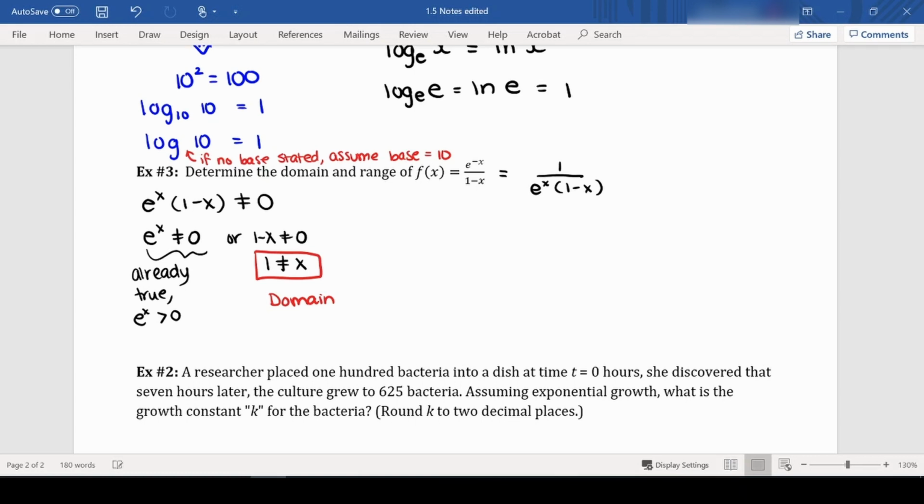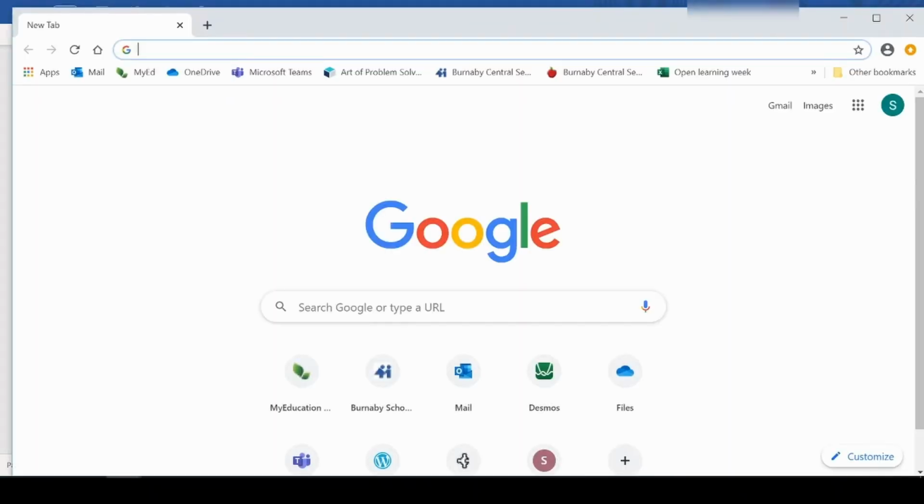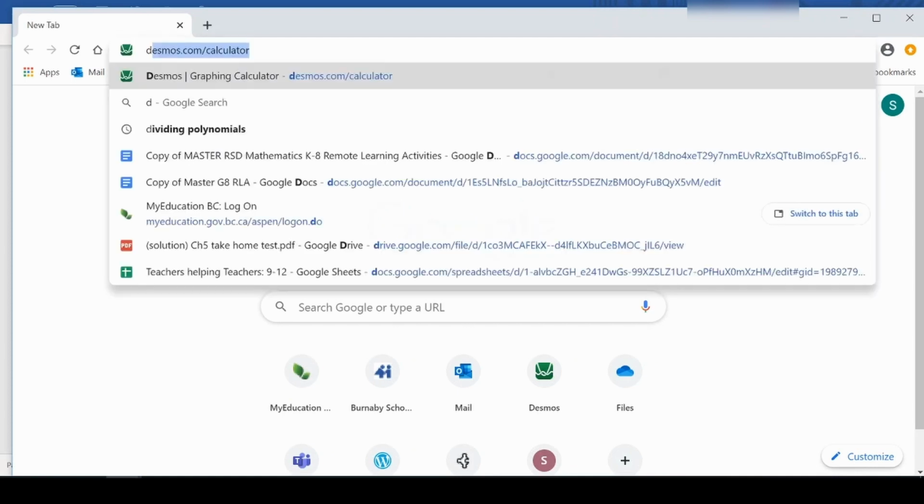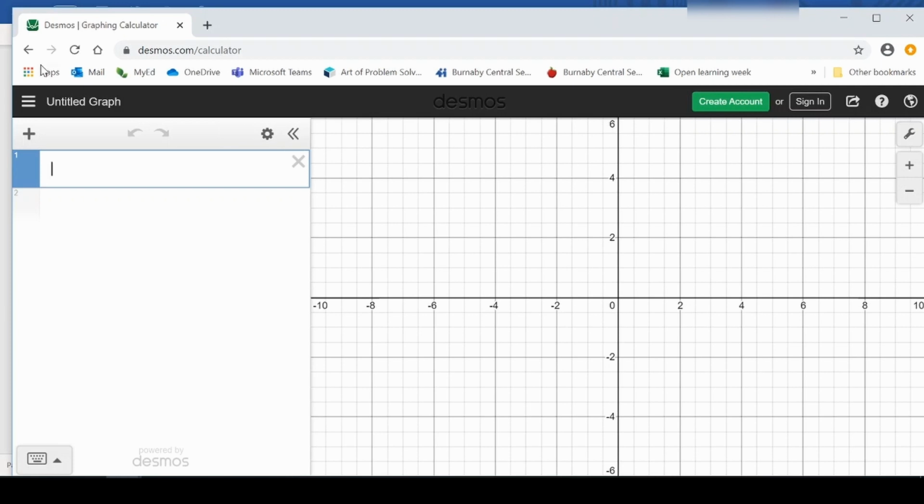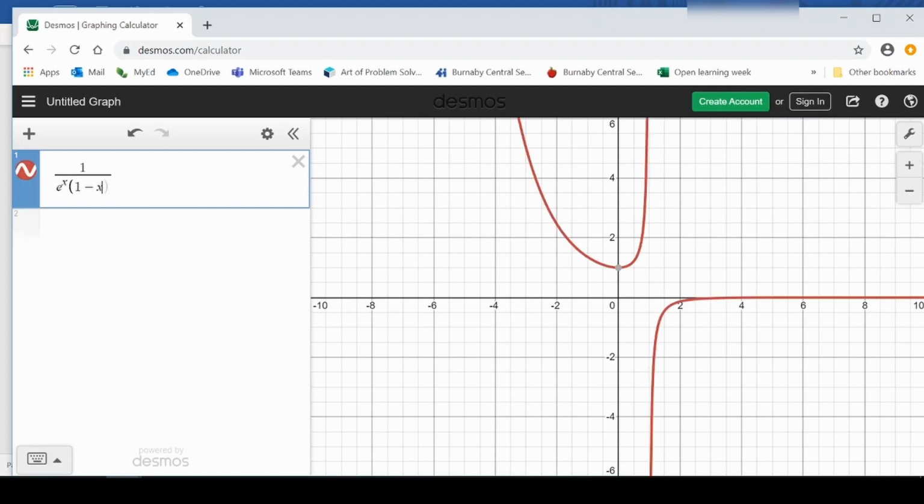Now, the easiest way to find the range for this would be to graph this thing. So let's pull up a new Desmos window here, and let's graph this. I would never ask you for range of something like that on a test if you didn't have access to a graphing software of some sort, just as a heads up.